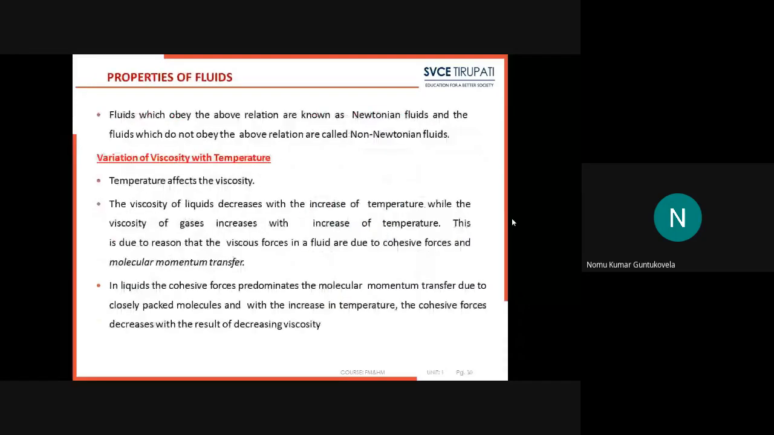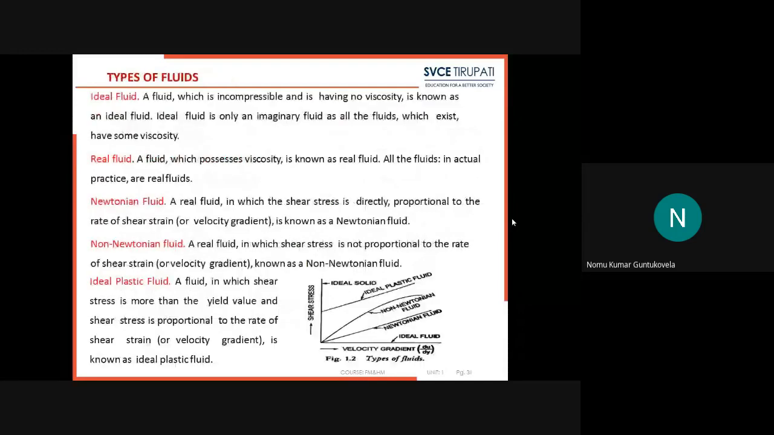Yeah, so these are the types of fluids we are having. Please see here carefully. What is meant by ideal fluid? What is meant by real fluid? What is meant by Newtonian fluid? What is meant by non-Newtonian fluids? Any fluid should be either ideal, or real, or Newtonian, or non-Newtonian.